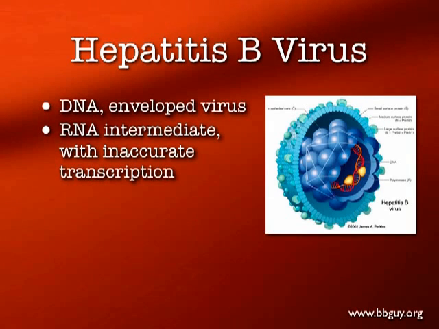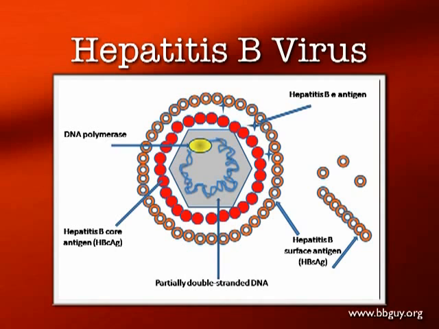Here's a picture of hepatitis B. It is a DNA virus. It is enveloped, and you can see the DNA in the core of the virus in the picture on the right. Interestingly, it's a DNA virus, but it has an RNA intermediate within the hepatocytes, and when that RNA intermediate is transcribed back to DNA through reverse transcriptase, it's actually very inaccurate, and you can get variations of the genetic code with hepatitis B. It's one of the things that makes it a little bit elusive.